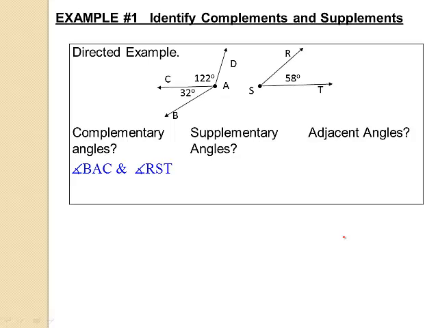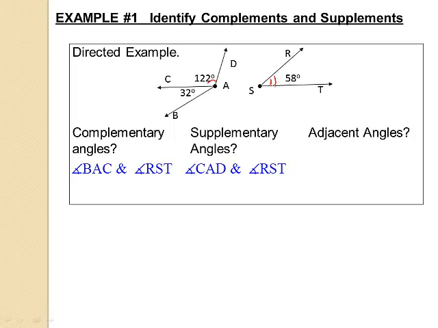Supplementary angles, we have CAD and RST. Again, CAD is 122 degrees and RST is 58 degrees. You sum them together and you get 180 degrees, which are supplementary.